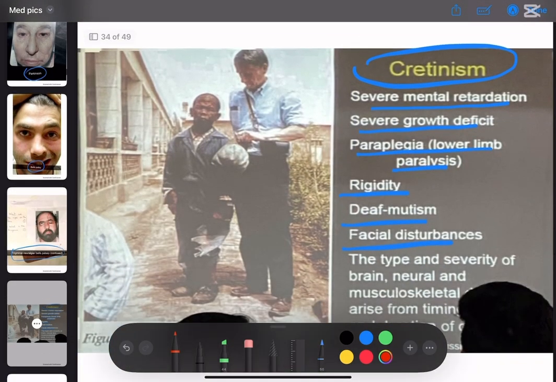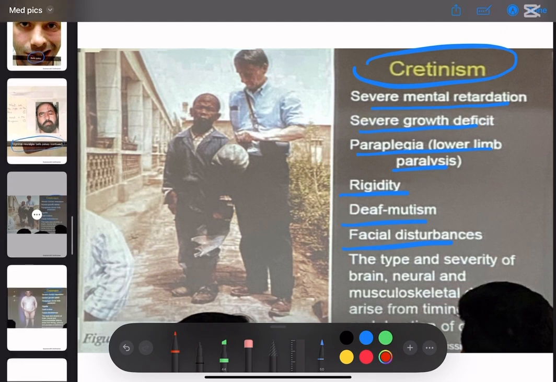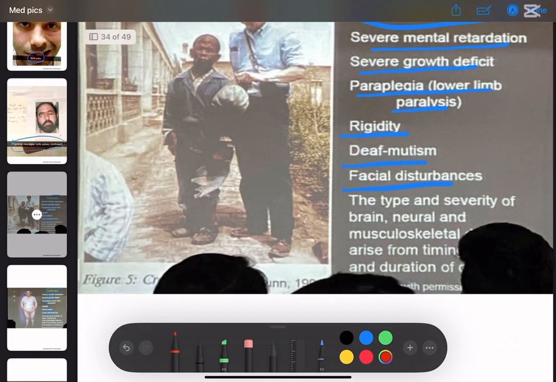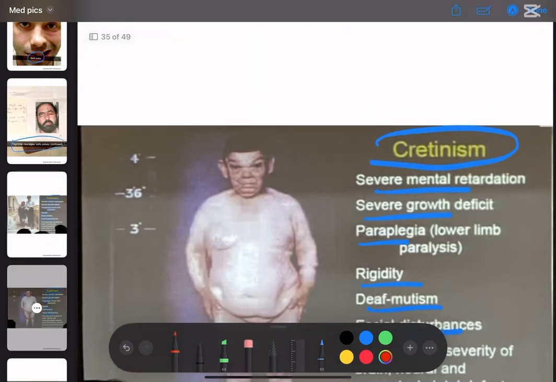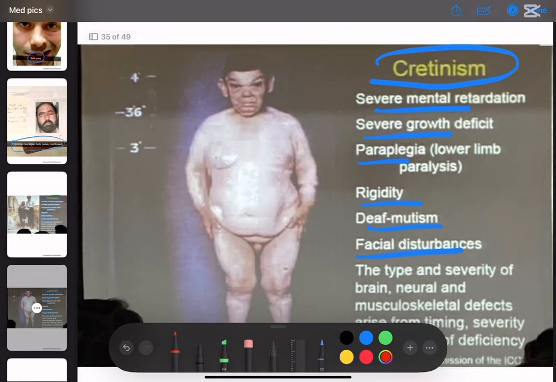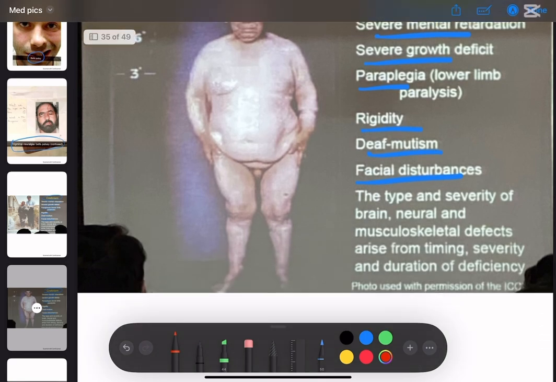This is cretinism. That is severe mental retardation, severe growth deficit, and paraplegia, that is lower limb paralysis. Rigidity, deaf mutism, facial disturbances. The type and severity of brain, neural, and musculoskeletal involvement arise from the deficiency. So this is cretinism. This is also cretinism, where there is severe mental retardation, severe growth deficit, and paraplegia, that is lower limb paralysis, rigidity, and facial disturbances.